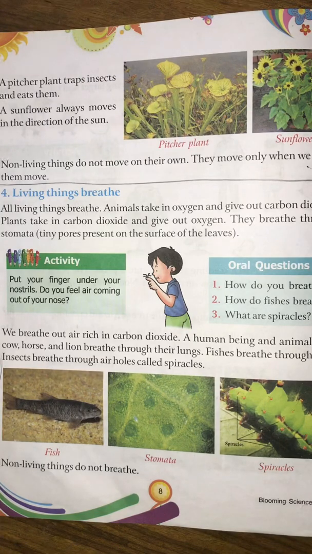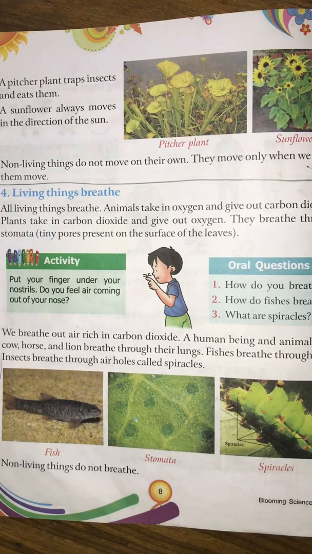Animals take in oxygen and give out carbon dioxide. It is not only about animals, children. Human beings also take in oxygen and give out carbon dioxide. Now children, carbon dioxide is very harmful for us. Carbon dioxide comes from factories, from the crackers when we burst them, from the vehicles, that black smoke that comes out, no, that is carbon dioxide and it is not good for us at all.